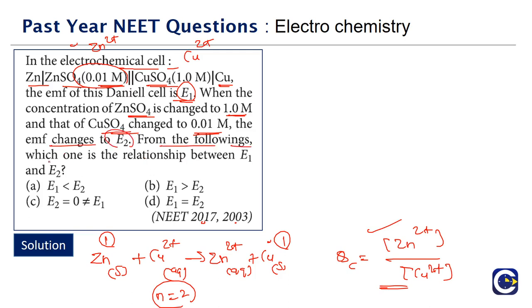From the following, we have to get the relation between E1 and E2. That means we have to conclude whether E1 is less than E2, or E1 is more than E2, or E1 is equal to E2, or E2 equal to 0, which is not equal to E1. Basically, we have to understand the relation between E1 and E2. Now, first of all, these E1 and E2 are themselves related to the E0 of the Daniell cell by the Nernst equation.